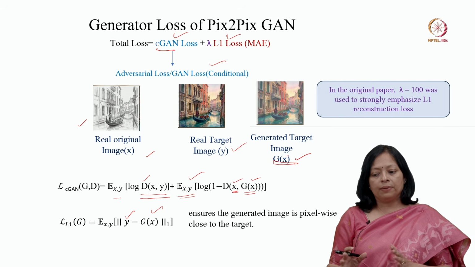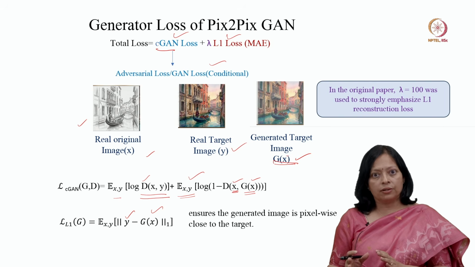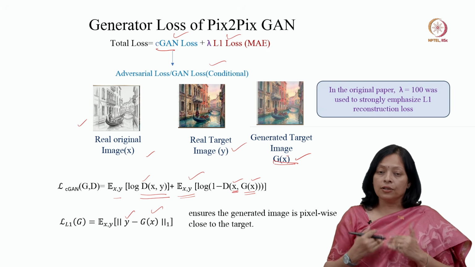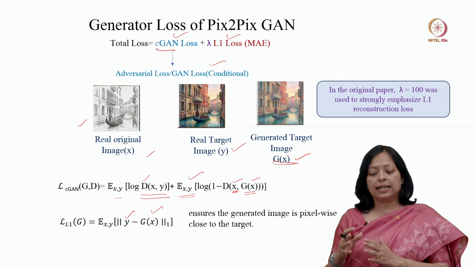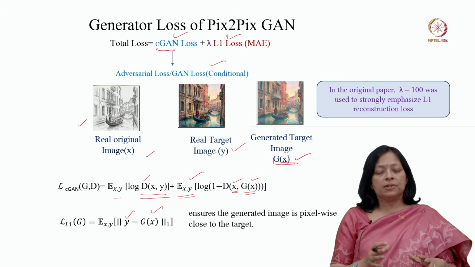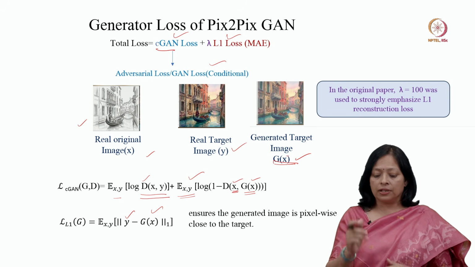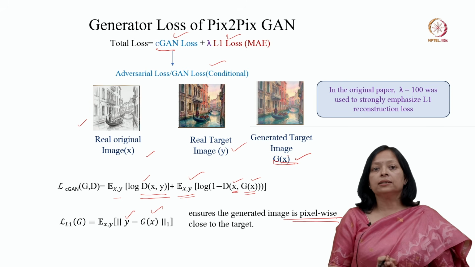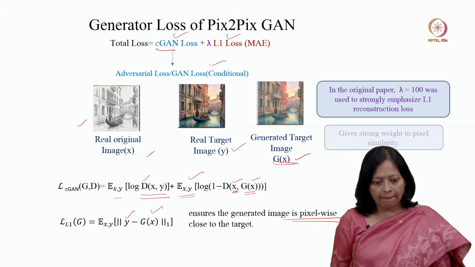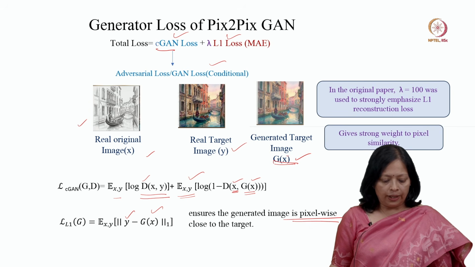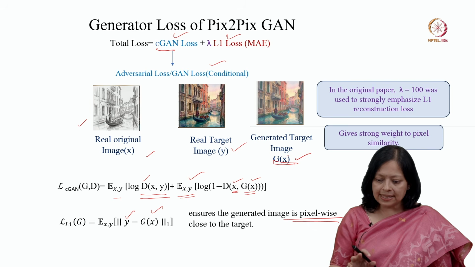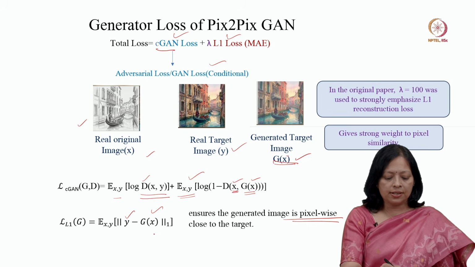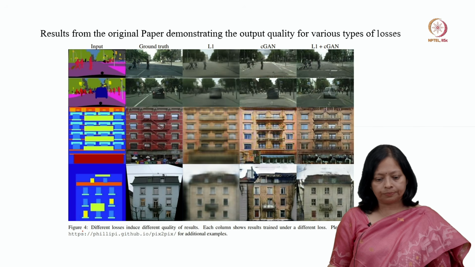Now, in the original paper lambda is equal to 100, and this is used to strongly emphasize the L1 reconstruction loss. That means more importance is given to this pixel-wise comparison and reduction in the error. Okay. So, this gives a strong weight to pixel similarity. Okay. So, that is what is measured in the L1 loss.